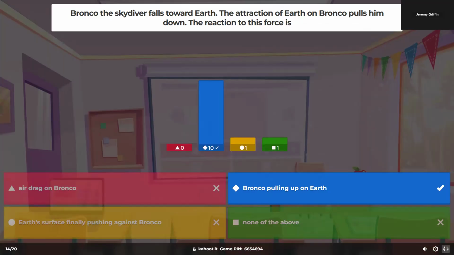Yeah, Bronco pulls up on the Earth. Right? So Earth pulls down on Bronco, Bronco pulls up on the Earth. Now, nobody picked the air drag, which would be a common decoy answer, right? Because there could be air drag. Guys, is there air drag maybe pushing up on Bronco? Yeah. But the reaction force to that is actually Bronco pushing down on the air, which is different than Bronco versus the Earth. It's a different action-reaction pair.